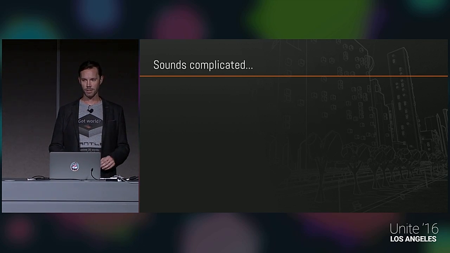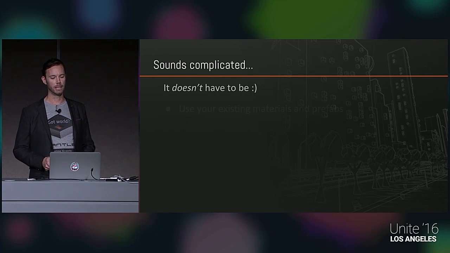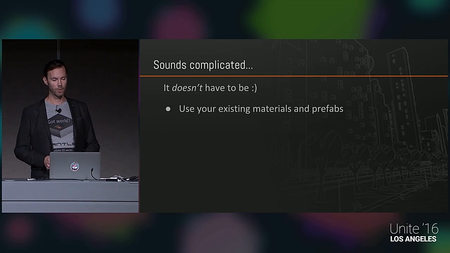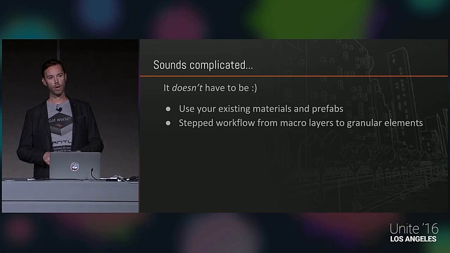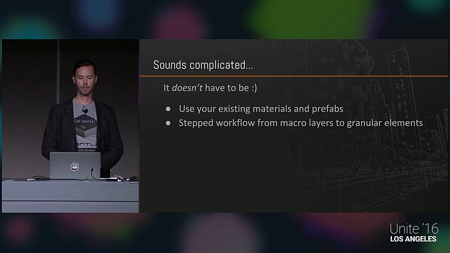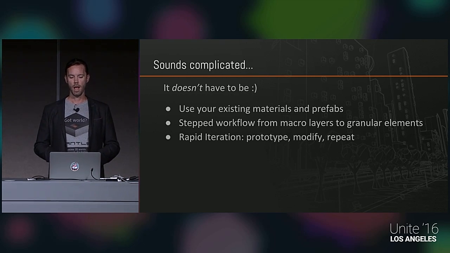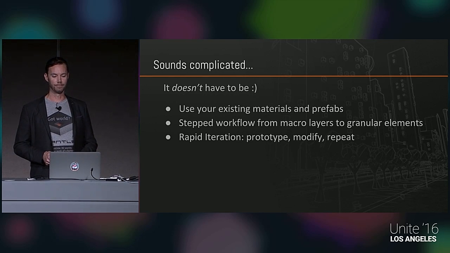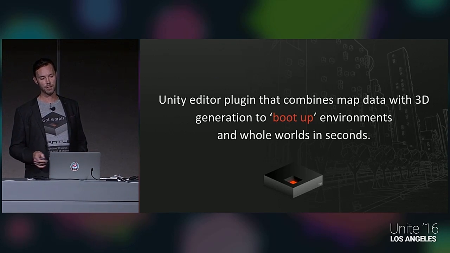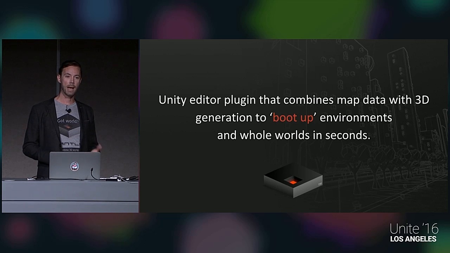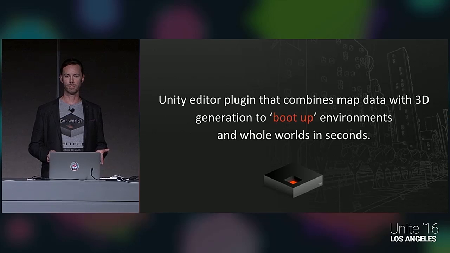So it kind of sounds complicated, but it really doesn't have to be. What we're going to do is use existing materials and prefabs. We're using Mantle's stepped workflow to go from macro layers down to granular elements, so we can get really broad brush strokes, understanding what it looks like before we spend too much time on it. And the really key part is the rapid iteration. So we can prototype, we can modify, repeat, and we can go back, and it doesn't cost us a lot of time. So in short, the sales pitch is that Mantle's an editor plugin combining map data with 3D generation that effectively allows us to boot up environments and whole worlds in seconds.